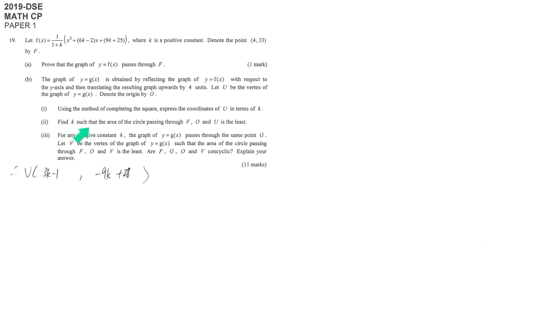In B2, we have to find k such that the area of the circle passing through these 3 points is the least. In this question, maybe it's very confusing. That's why we try to draw the question and also do some analysis first. f(x) depends on different values of k. It will give you different shapes. But however, no matter what k is, in part A we already confirmed that it cancels out with the denominator and then passes through (4, 33). So that means no matter what the shape is, it passes through this point (4, 33).